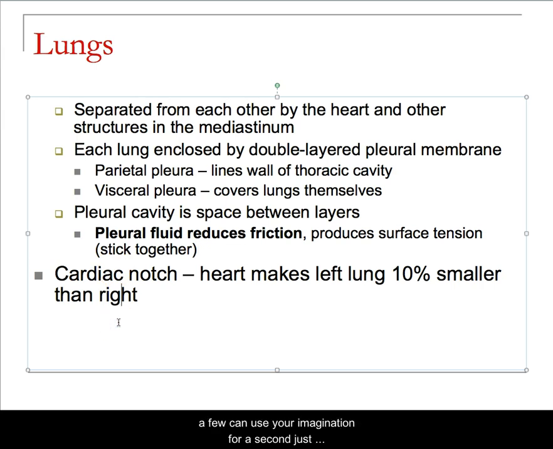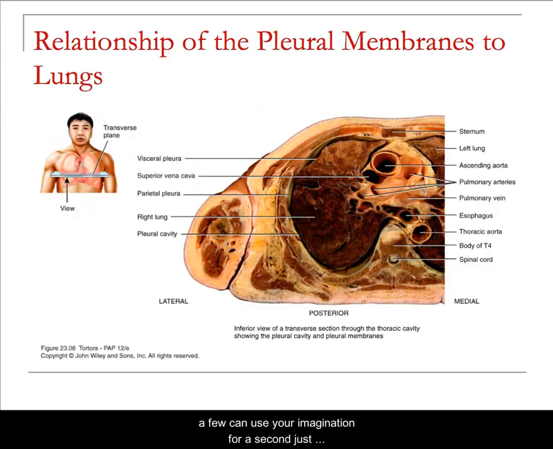Okie dokie then. So let's take a look at this. Here's that visceral pleura here. Here's obviously the parietal pleura lining the thoracic cavity, and there's going to be fluid inside there. And if you can use your imagination for a second, just fill all of those spaces up with fluid. That fluid doesn't get in the way of gas exchange because it's not in here. It's around here. So as you inhale, what happens is all of these move outward and they pull all of this space open. And what that does is it literally pulls gases into the lungs itself.